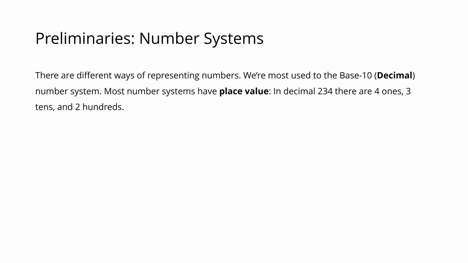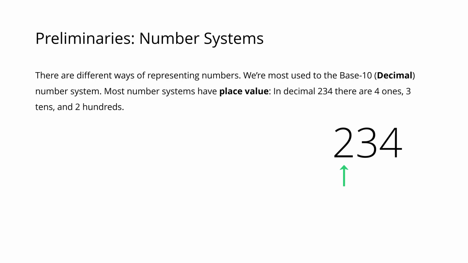Most number systems have place value. This will make more sense with an example. In the decimal system, which is just the system you're used to, the regular numbers, take the number 234. In that number, we have 4 ones, 3 tens, and 2 hundreds, right? If you were to write this out, 234, that makes a lot of sense.